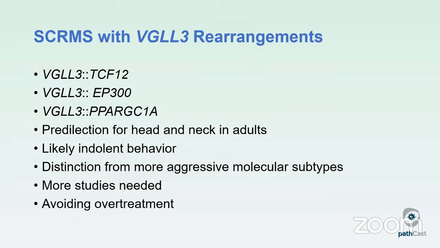The partner ones that are reported so far are these three. As discussed, it has a likely indolent behavior, and I say likely because it's a small series, but it highlights the importance of distinguishing this subtype from other aggressive ones, and maybe treating these patients with the same chemo as the other aggressive subtypes could be considered overtreatment.